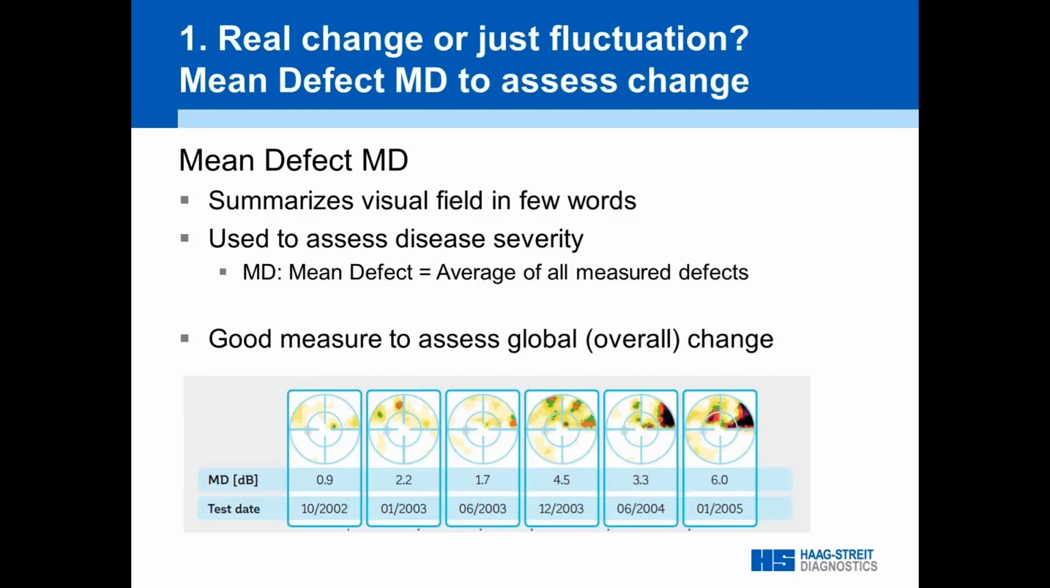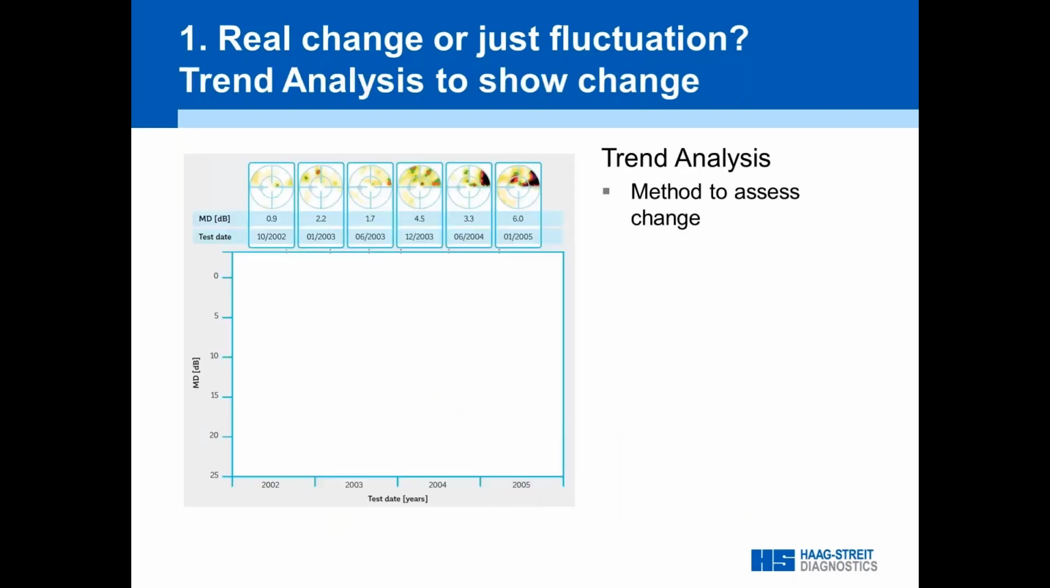And we use for that the mean defect, which summarizes the visual field really in a few words. You can use it to assess disease severity. You see here a progressing visual field defect, and that's the mean defect going along. And it's been really proven over the years to be a very robust measure of change. And there's been a lot of other things tried, but this still comes out very strong.